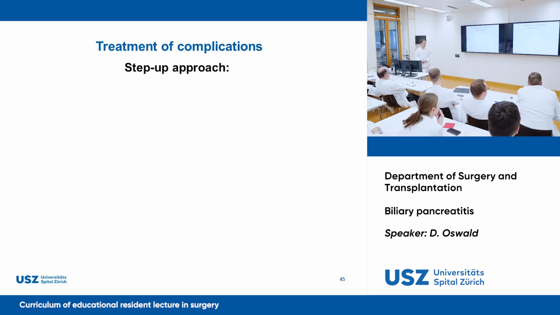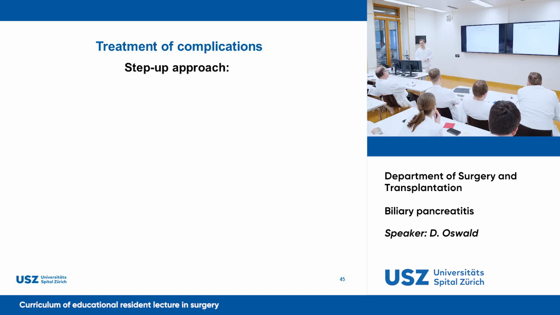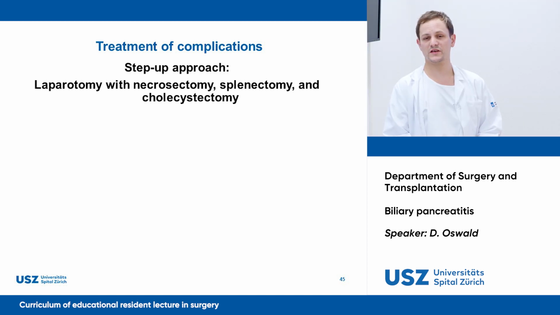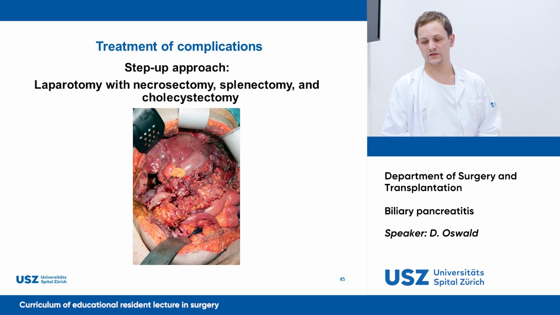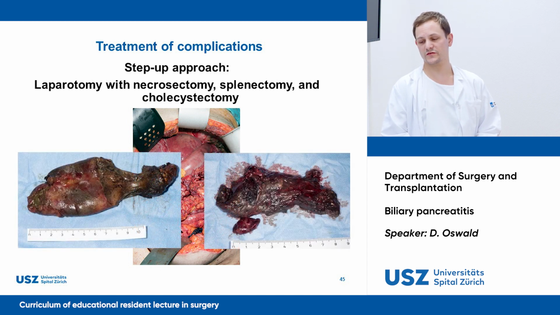And after that, it should be over, because that's what I talked about before, but it's important to say sometimes it's not over with this step-up approach. Not always is that enough. So in this patient, we had to do a laparotomy with necrosectomy, splenectomy, and cholecystectomy, because he still did not improve after the intervention. And these are the intraoperative pictures with the cholecystectomy, and these are the necrosis of the pancreas, with 60 grams of necrosis that were taken out.